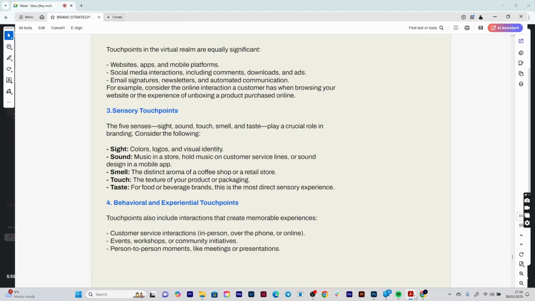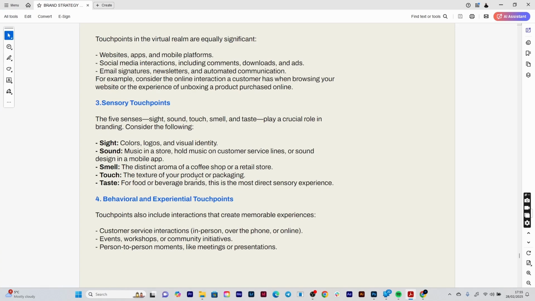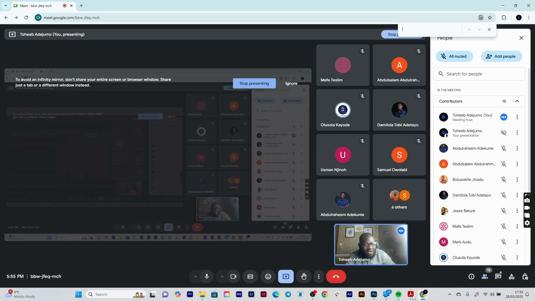Then we have touch. The texture of your product or your package. I bought two, what was it called recently? The frame of the glasses I was using before, my daughter broke the frame, so I'm still looking for a frame for that. So I decided to order other ones.